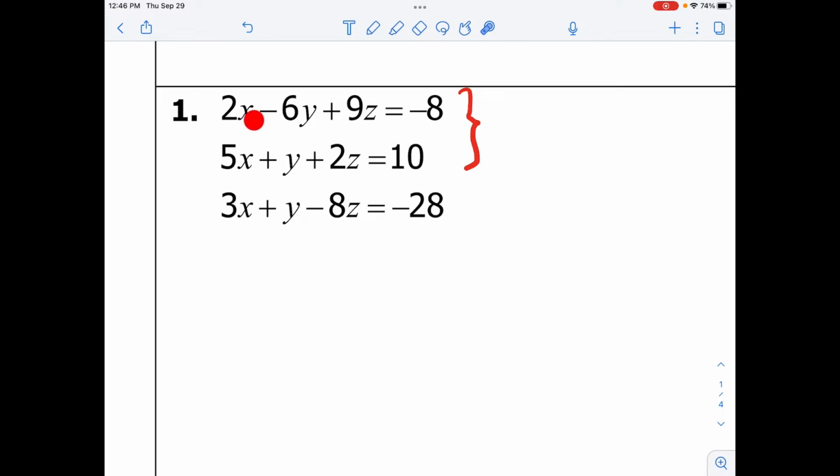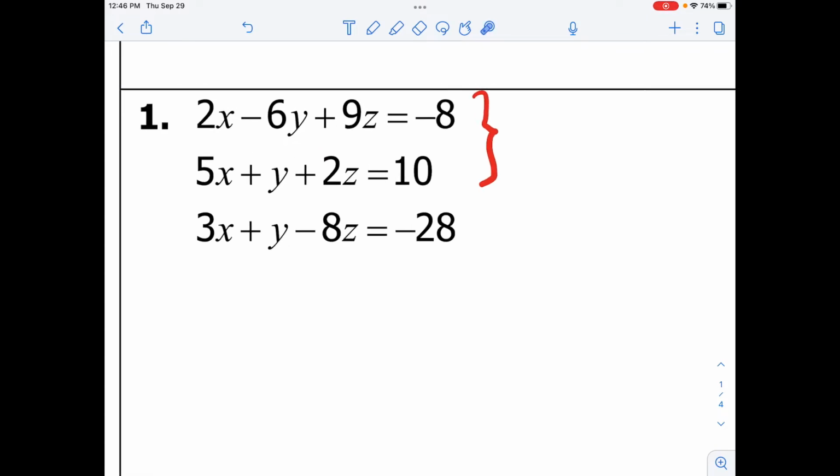I'm looking at the y variable here. I have -6 next to my first y. If I add positive 6 to -6, I'm going to get 0, and this y variable is going to cancel out. So if I can just get there to be a 6 here, I can add these two equations together, and that'll cancel out my y. So let's do that. To get a 6 here, I've got to multiply both sides of this equation by 6.